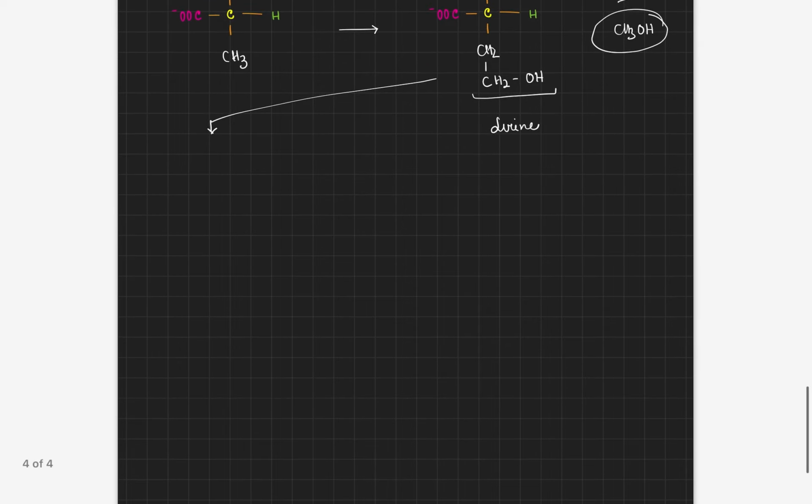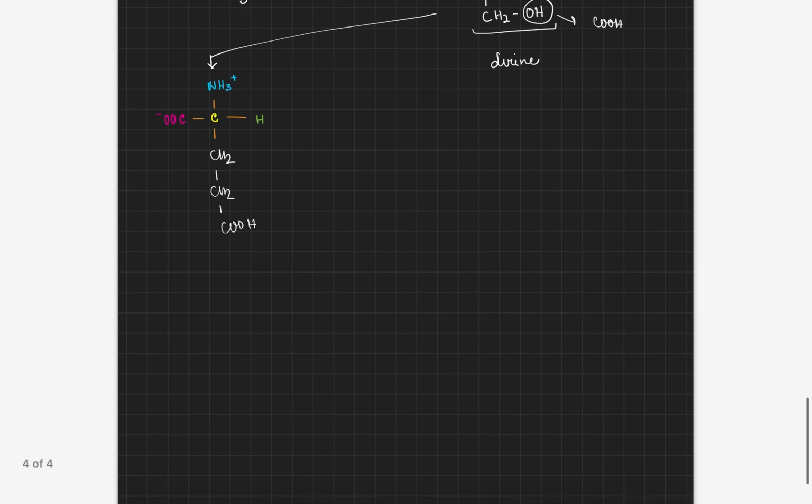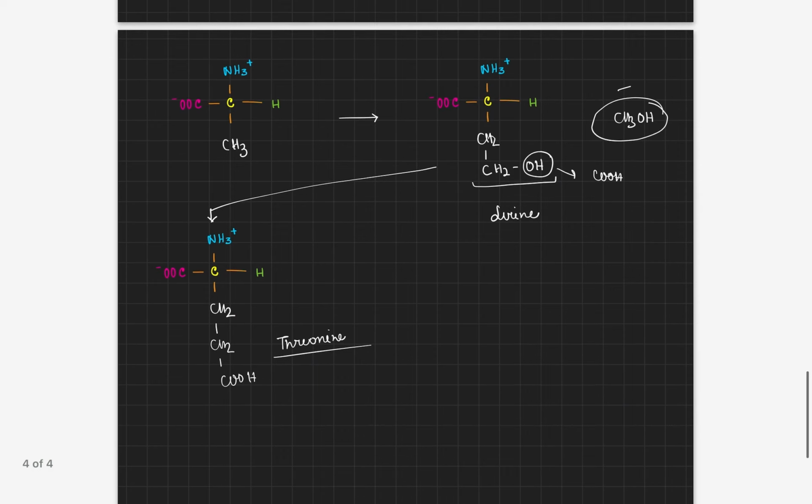Just let me do one thing. If I do this again, same thing, and I replace this OH with COOH, just let me draw. Then it is threonine. So you got the alcohol amino acids, the alcohol-containing amino acids.